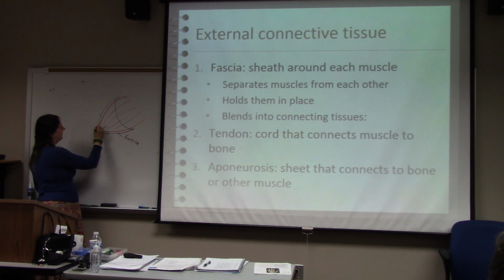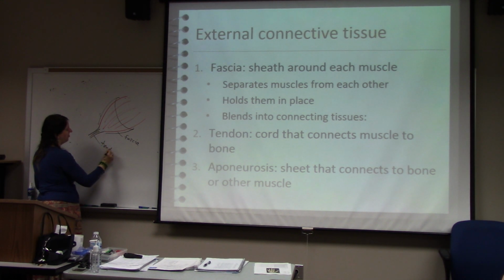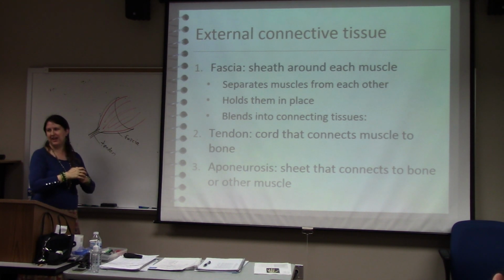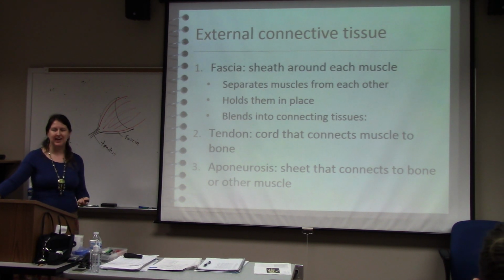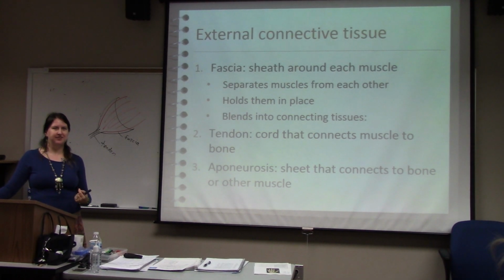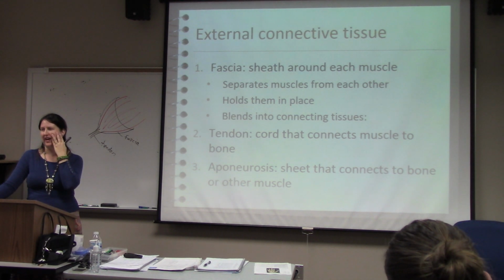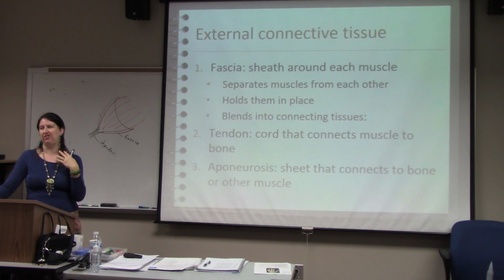A tendon is a cord that attaches muscle usually to bone. There are some cases where a muscle attaches to something else like another muscle or skin. This is especially in the face for muscles of expression.